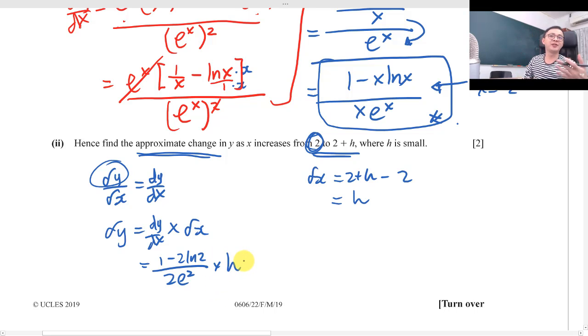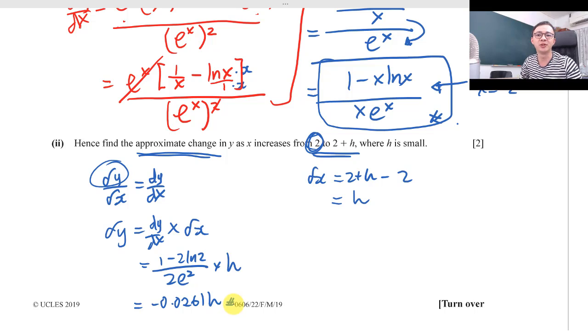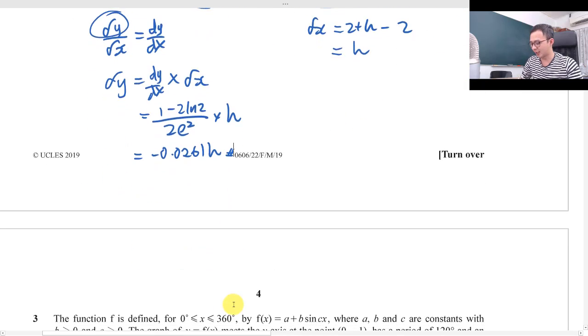If you prefer to have the decimal, you can do that using a calculator: 1 minus 2 ln 2, over 2e to the power of 2. You will get a decimal here, negative 0.0261h. Alright, so it's quite straightforward. Basically, you need to know this is a small change, and then just sub the 2 into it. It should be good. Alright, so let me move on to the next one.